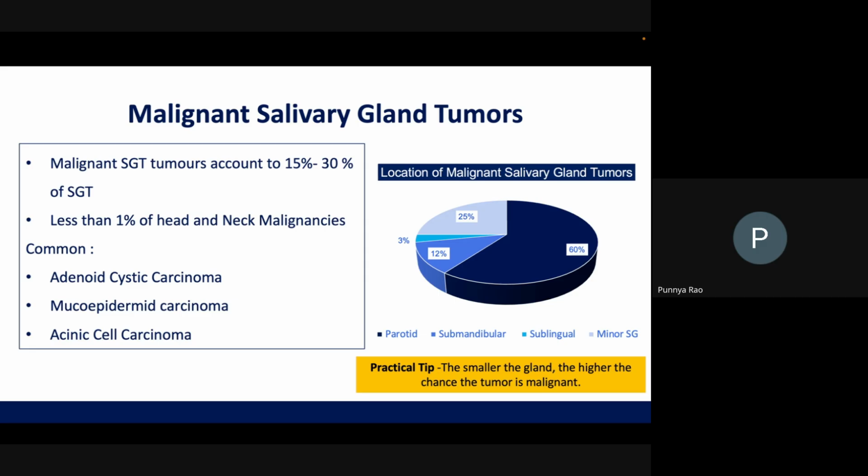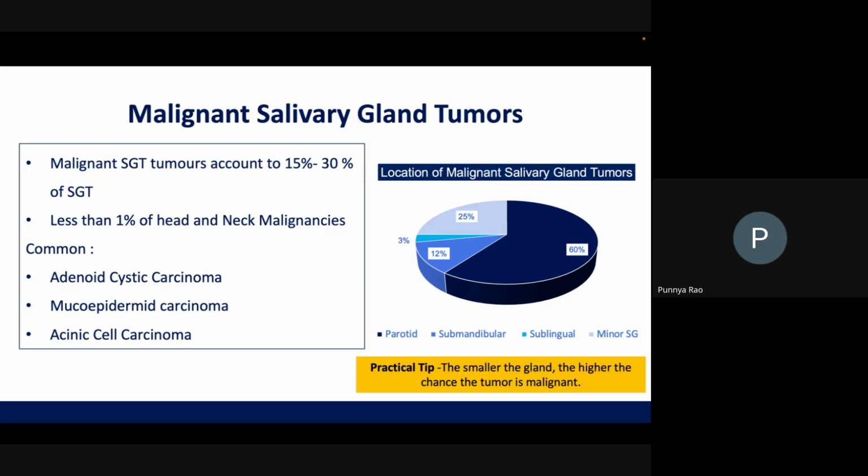Coming to the location, again, parotid is the most common site, followed by the submandibular. Then you have sublingual coming in. 80% of the tumors occurring in the sublingual salivary gland are malignant, and then you have minor salivary glands. So we had this rule of 80s, which we covered in the benign salivary gland tumors, where we saw that 80% of tumors occurring in parotid are benign. So the rest 20% are malignant.